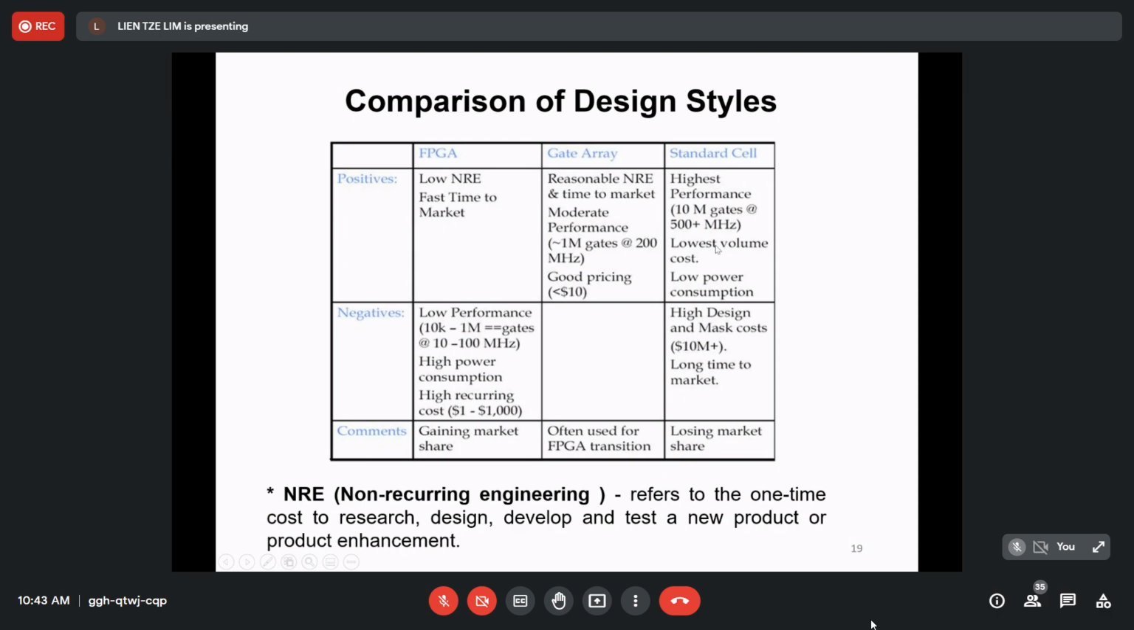Okay, and then using these design styles, the number of gates that can be included in the design is roughly given here as 10 million. This is actually mega. Mega is 10 to the power of 6. I mention it in million because million is also 10 to the power of 6. So more gates can be accommodated in the design, with a higher frequency of 500 megahertz.